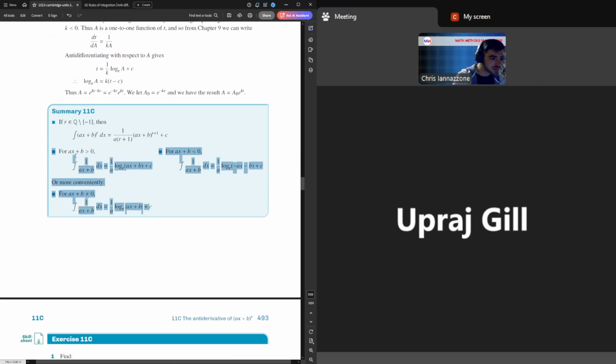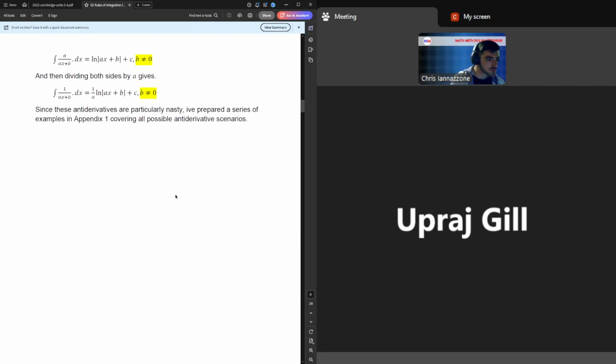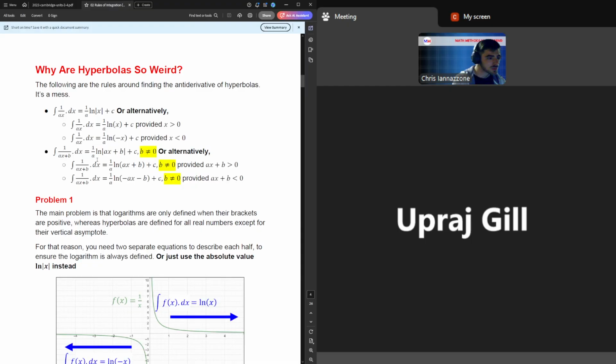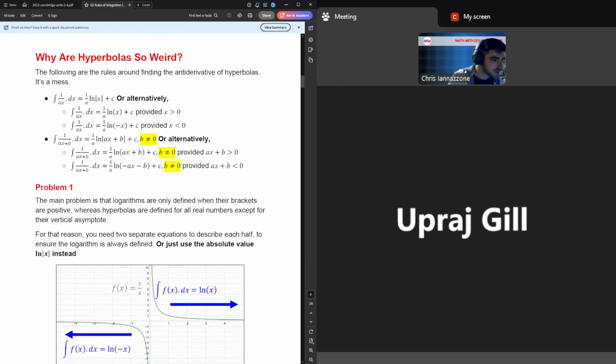This is where we start getting the hyperbola type stuff. So I'll talk a little bit about why it's weird. You don't need to really know why it's weird, more so just, again, use what you're seeing here. But I think it helps to know a little bit about why, so there's more memory anchors. Got it. Yeah. So first things first, anti-diffing a hyperbola gets you a logarithm.